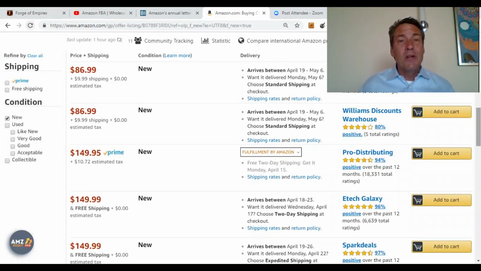Now, the way a buyer knows that is a Prime badge. So if you've shipped your products to Amazon and it's sitting on Amazon shelves, then you will receive this Prime badge right here, okay? So I'm going to click on this and you're going to notice, even though these products are less expensive, when I click on Prime, they actually disappear. This one right here, $149.99, eTech Galaxy, they're going to disappear. This one right here, $149.99, Spark Deals, they're going to disappear. Why? Because if you're not putting your products on Amazon shelves via FBA, you don't have a chance of winning the buy box.